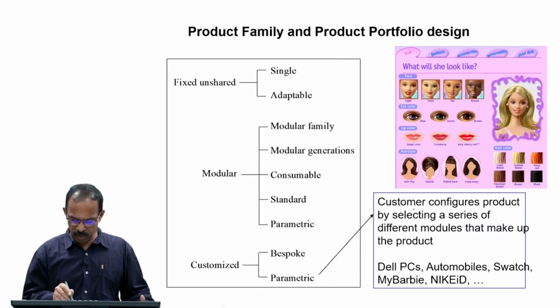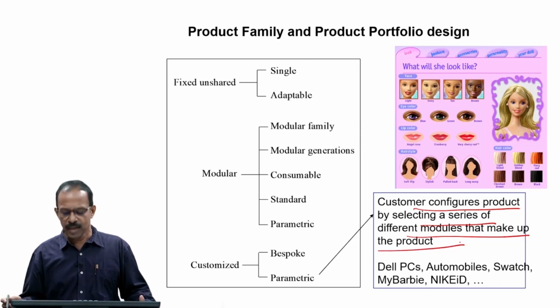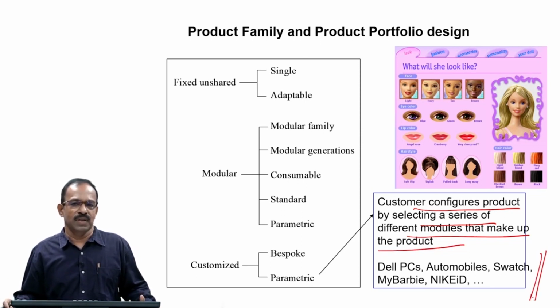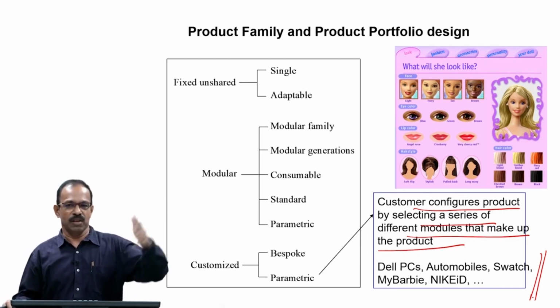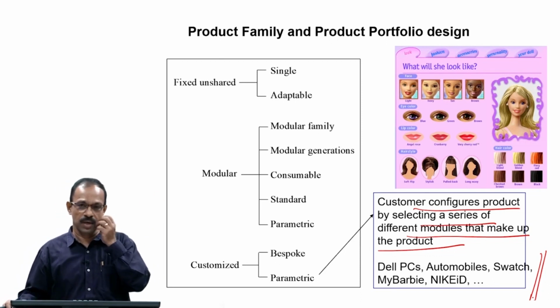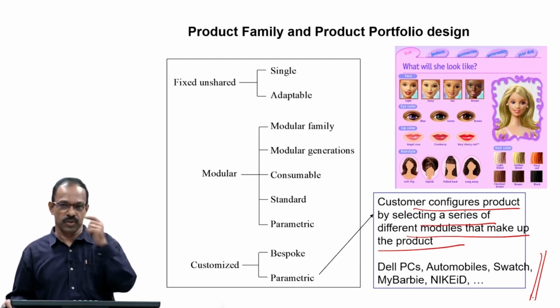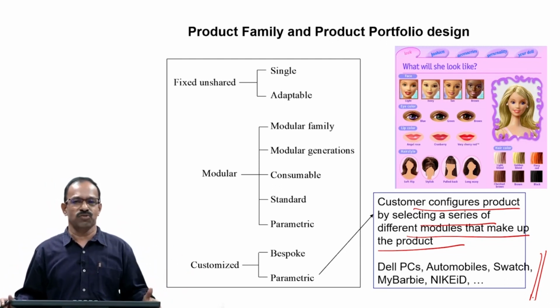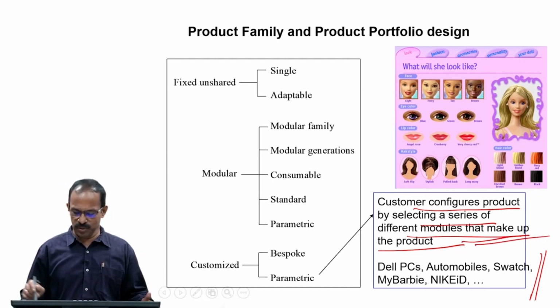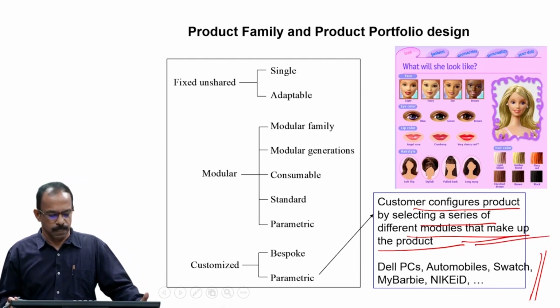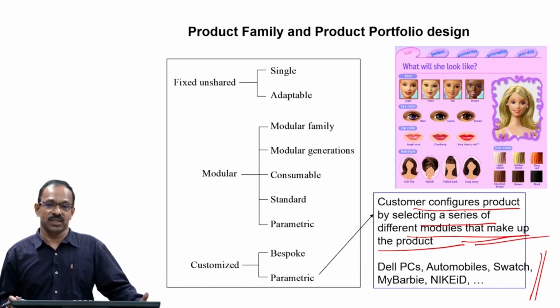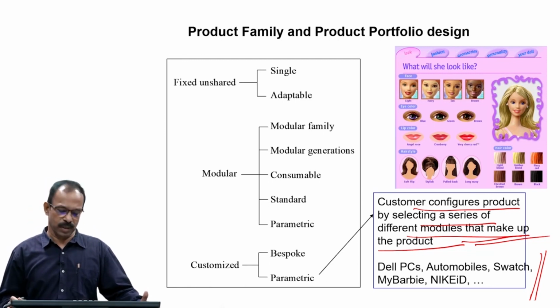So the customer configures the product by selecting a series of different modules that make up the product. For example, with a computer, many times we tell the computer supplier or manufacturer, okay, these are my requirements, and they give different options for a computer, and then you choose, okay, these are my options. Then based on that they will make the product and give it to you. So that is the parametric architecture, customized parametric architecture for portfolio.